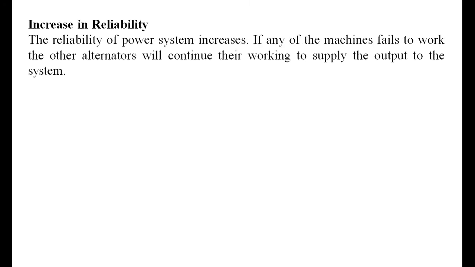Then the next advantage is the increase in reliability. That is, the reliability of the power system increases: if any of the machines fails to work, the other alternators will continue their working to supply the output to the system. I give you the example. If you have a 1000 megawatt load, and you are using a 1000 megawatt alternator to cater to the need of that load, in that case, what happens? If anything happens to the machine, the whole supply system is interrupted, then it is not reliable.